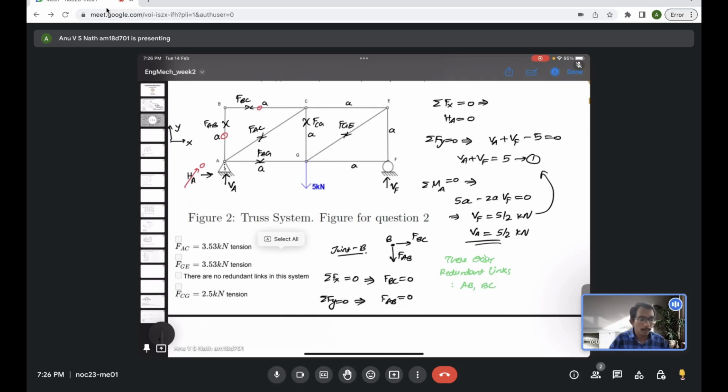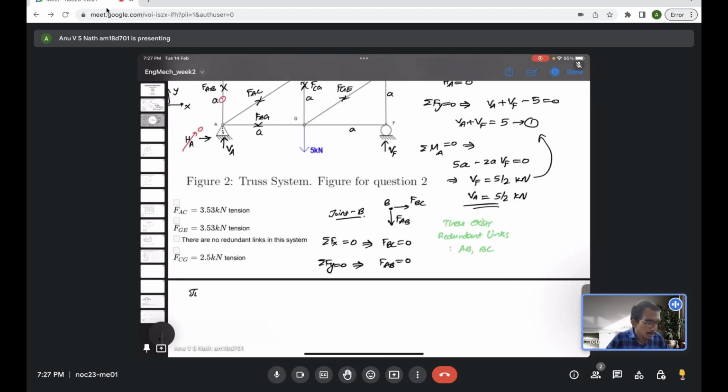So can we evaluate two unknowns? Should be possible, because at joint A we have two equations. The net horizontal force should be 0, and the net vertical force should be 0. We have two unknowns, so we already have two equations. So we should be able to evaluate both of them here. So let's see. Joint A. If we draw the free body diagram, we have FAC acting like this.